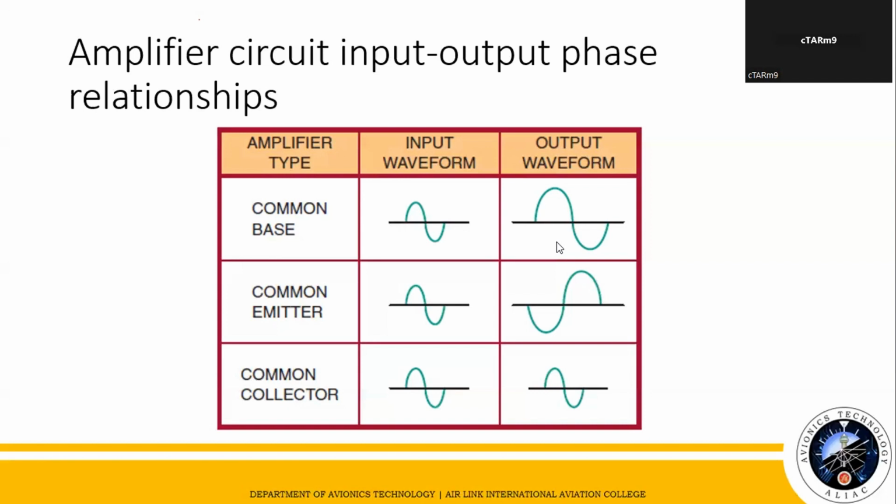So, in this figure, the phase relationship of input and output waveform for the three configurations. If we look at the common emitter configuration, it provides phase reversal of the input-output signal. That's what happens, it has a phase reversal.